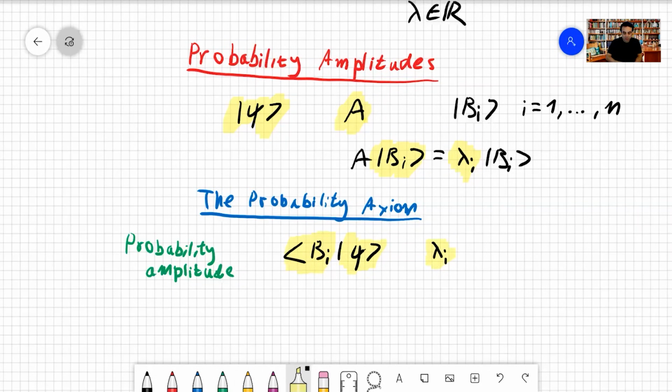Can anyone tell me why this is not a probability? It's a probability amplitude, but not a probability. Why is that? Yes, very good. So it is an inner product of two vectors in a complex Hilbert space. So in general, it's going to be a complex number. And probabilities obviously cannot be complex numbers.